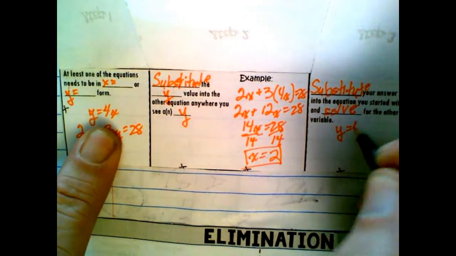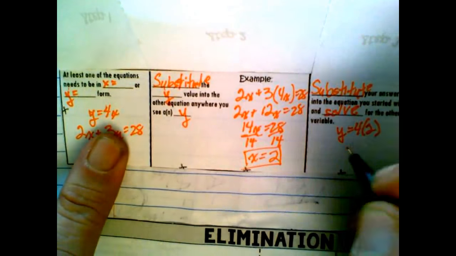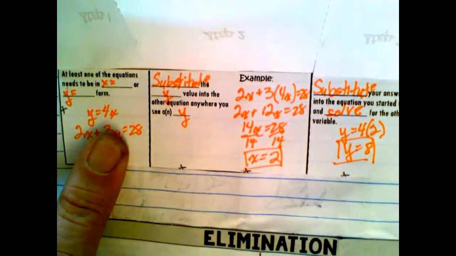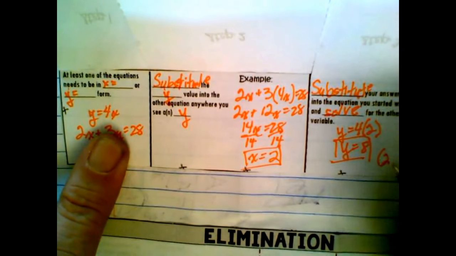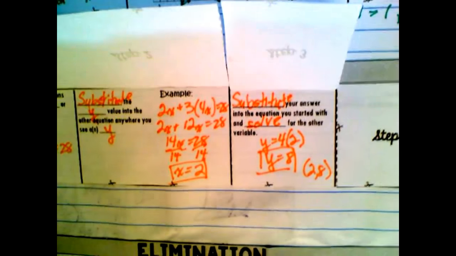We've already played with this one, so we're going to look at this one. So we have y equals 4 times, substitute the x with 2. So 4 times 2, we get y equals 8. So our solution here that we think is going to be 2, 8. And if we're right, whoops, sorry about that, guys.